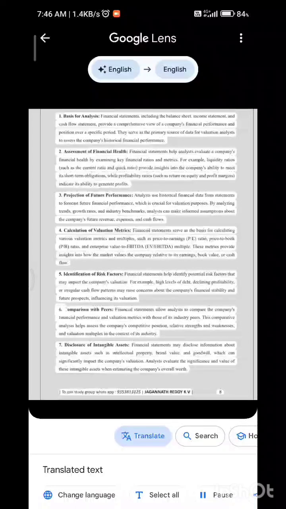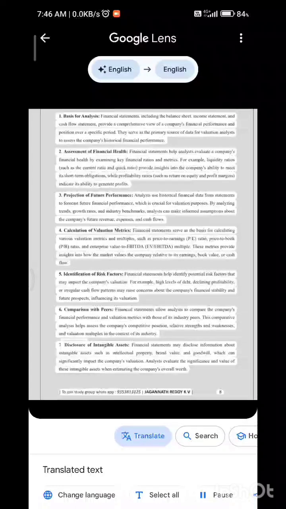6. Comparison with peers. Financial statements allow analysts to compare the company's financial performance and valuation metrics with those of its industry peers. This comparative analysis helps assess the company's competitive position, relative strengths and weaknesses, and valuation multiples in the context of its industry.